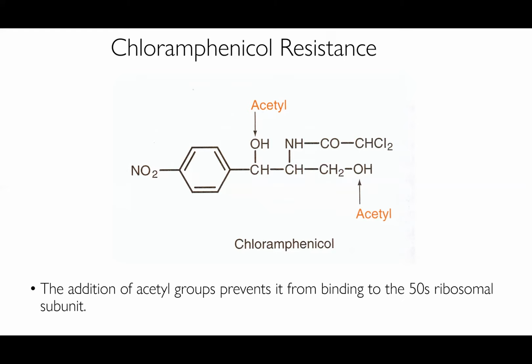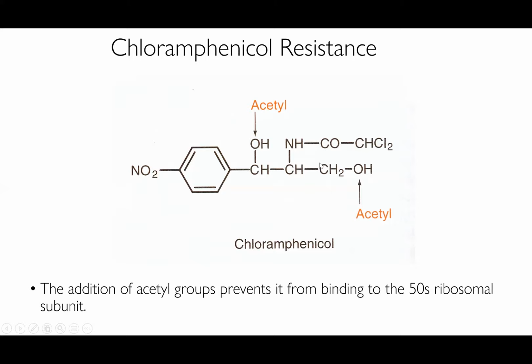Chloramphenicol is an antibiotic that targets and inhibits protein synthesis. This antibiotic works by sticking to the 50S, or the small subunit, I'm sorry, the large subunit of the ribosome. And bacteria become resistant to chloramphenicol by not modifying the ribosome itself, but by adding a set of acetyl groups to the antibiotic itself. And what this does is it blocks the antibiotic from binding to the ribosome, thus making it so the ribosome can still work.